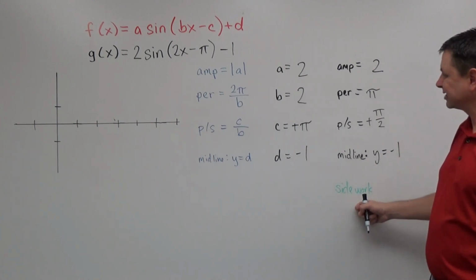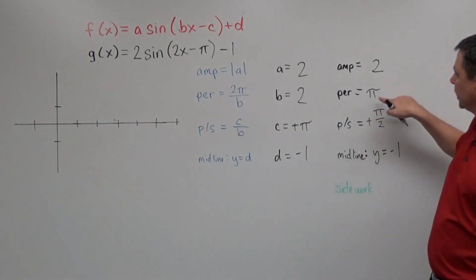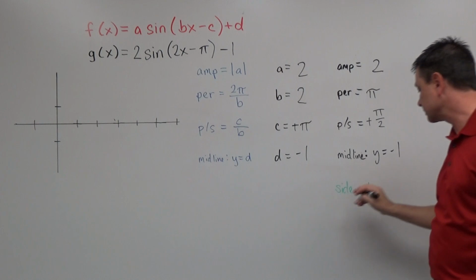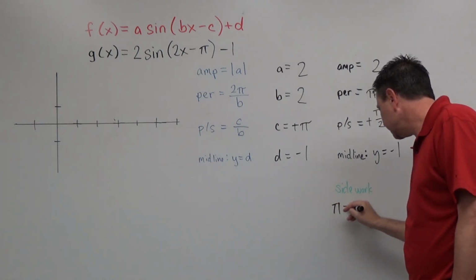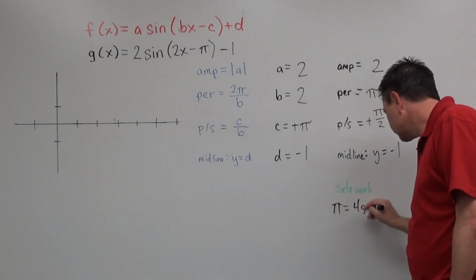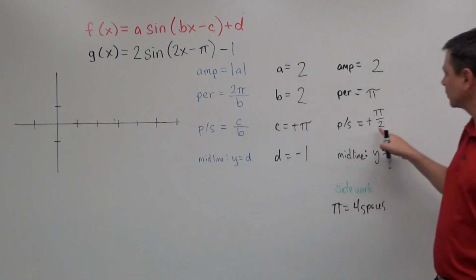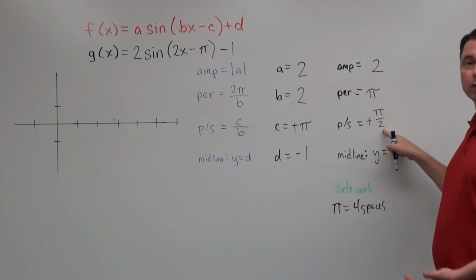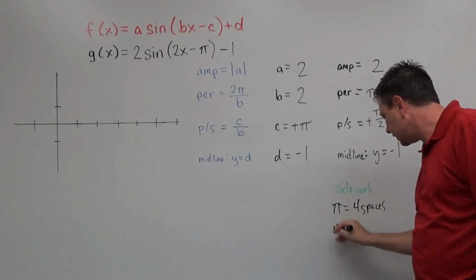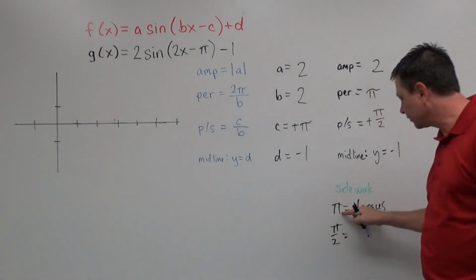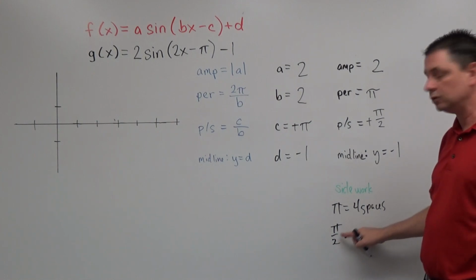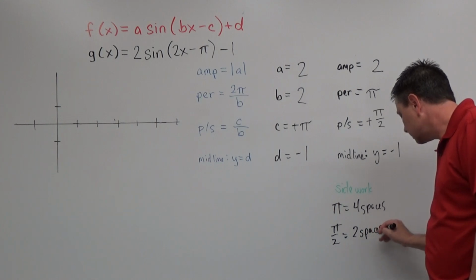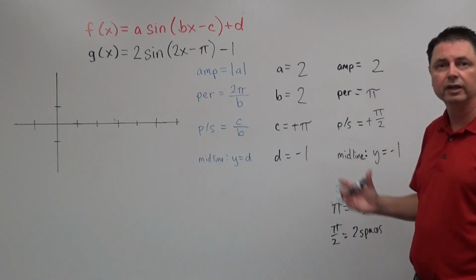Side work. See if this is going to work. We're hoping that pi, our period, could be 4 spaces. Pi equals 4 spaces. And we're looking for a phase shift of pi over 2, or a multiple thereof. So pi over 2. To get from here to here, we divide it by 2. Let's do the same thing over here. 2 spaces. As long as it's a whole number, it's okay.